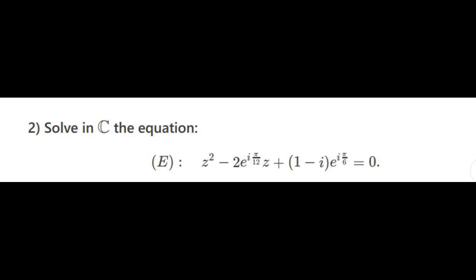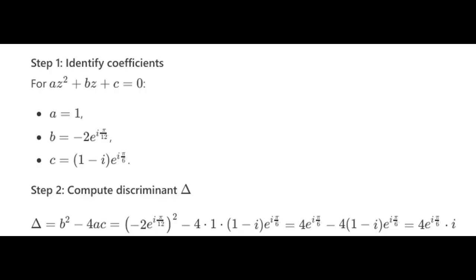Part 2, solve the quadratic equation. We have z squared minus 2 times e to the i pi over 12 times z plus (1 minus i) times e to the i pi over 6 equals 0. Step 1, identify the coefficients. a equals 1. b equals minus 2 times e to the i pi over 12. c equals (1 minus i) times e to the i pi over 6.